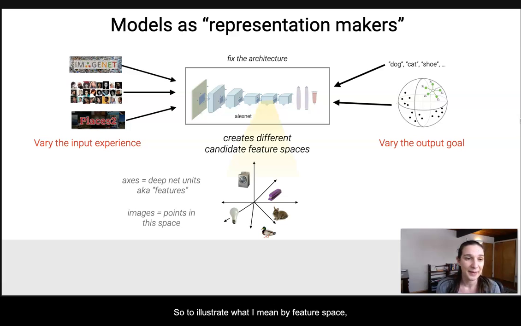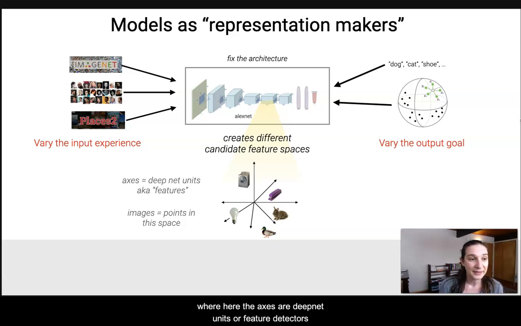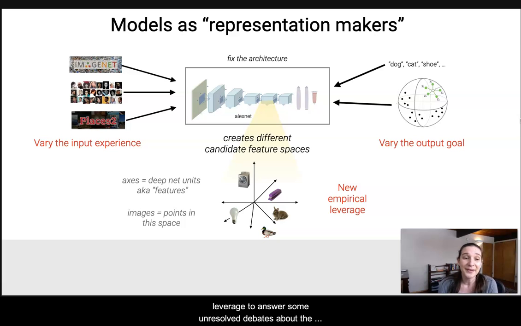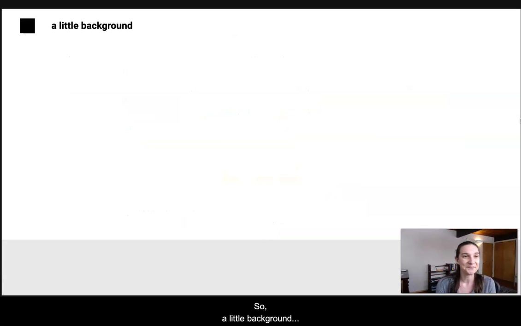So to illustrate what I mean by feature space, you can think of this as a high-dimensional space, where here the axes are deep net units or feature detectors, and each image is a point in this space because it drives each of the deep net units to different degrees. And with these feature spaces, we now have new empirical leverage to answer some unresolved debates about the nature of object representation. So a little background.